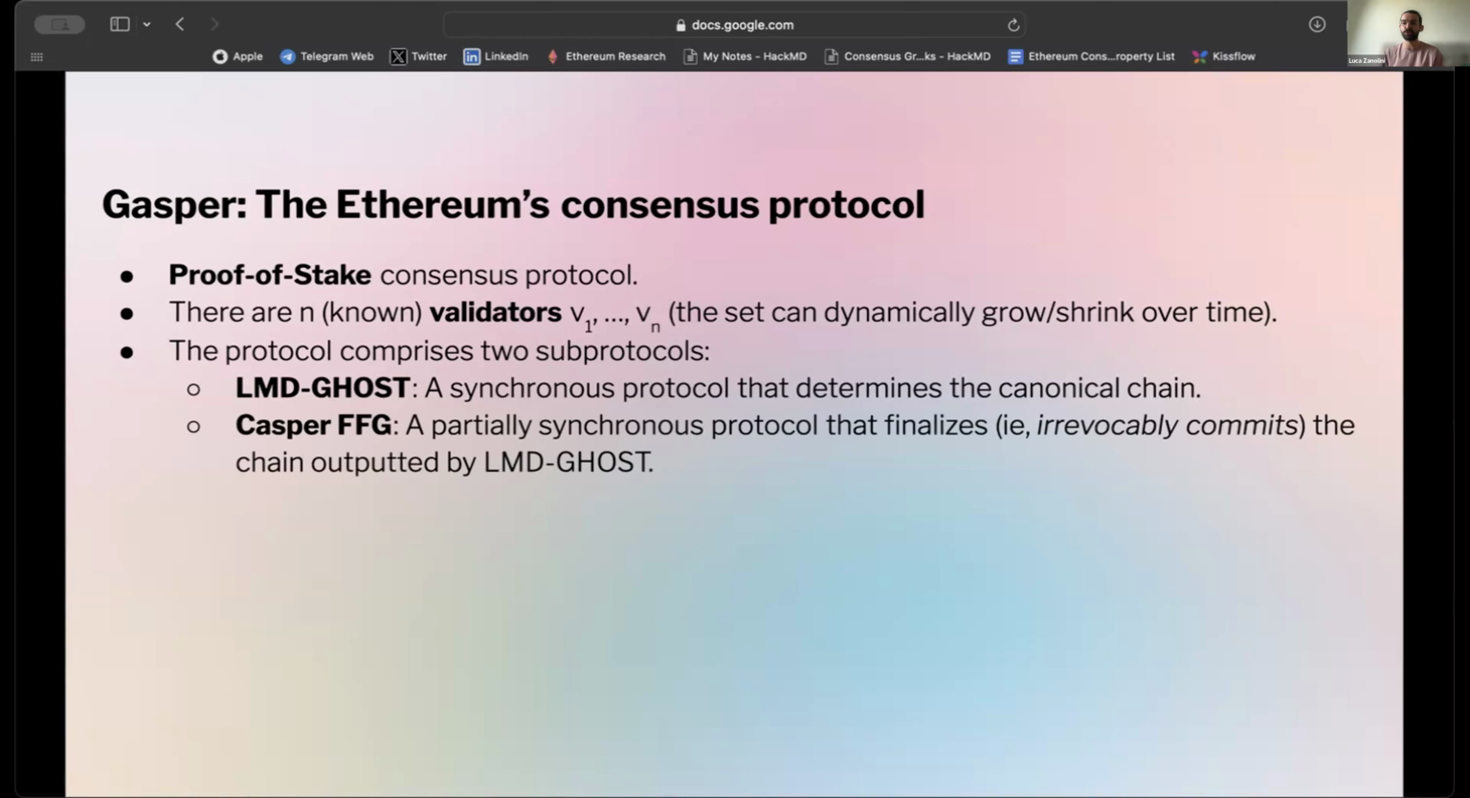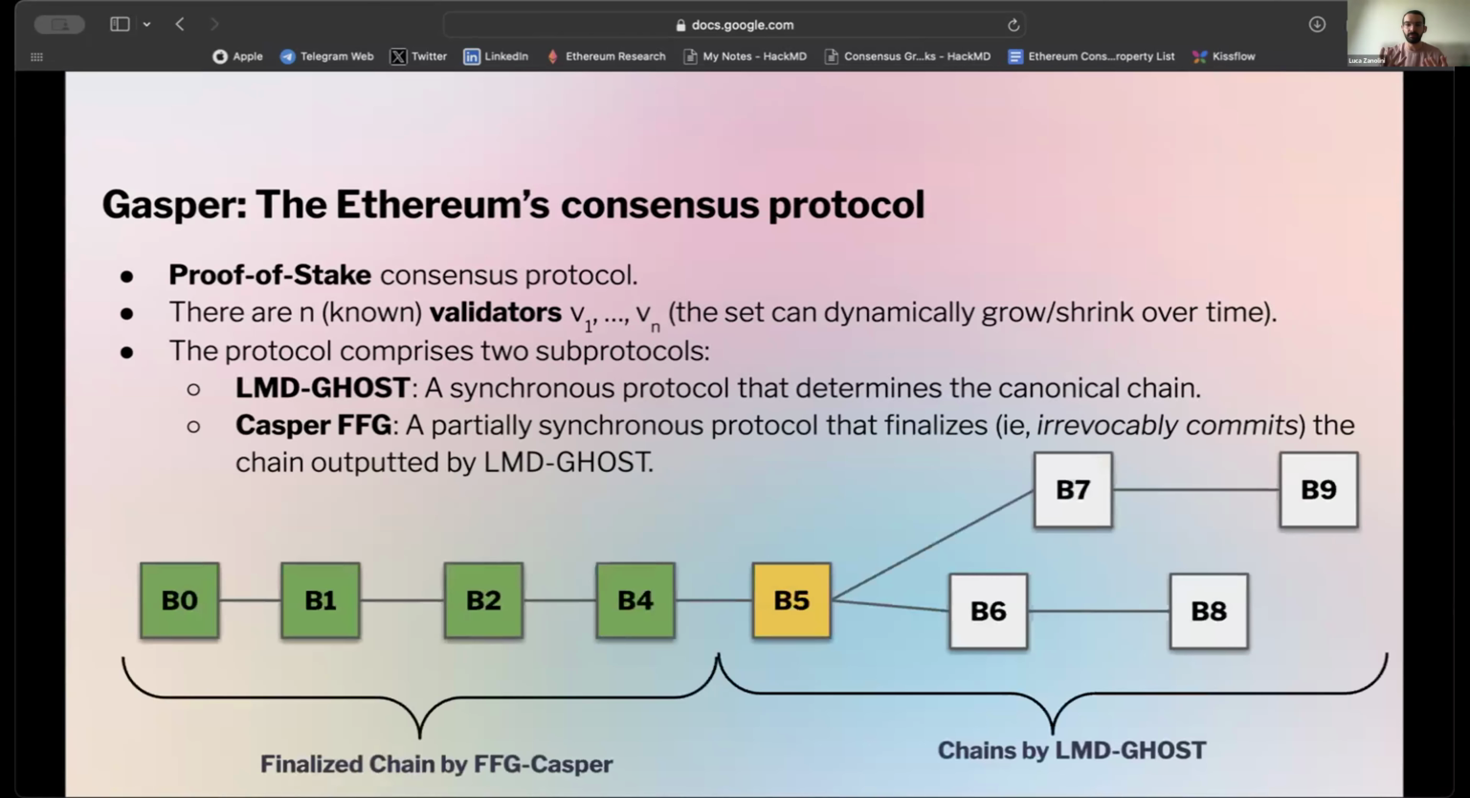This is a partially synchronous protocol that finalizes, or irrevocably commits, the chain outputted by LMD Ghost. So basically, as a mental model, you could imagine this LMD Ghost protocol that outputs blocks at specific times because it's assumed to be synchronous. And then we have a protocol that slowly finalizes a prefix of it.